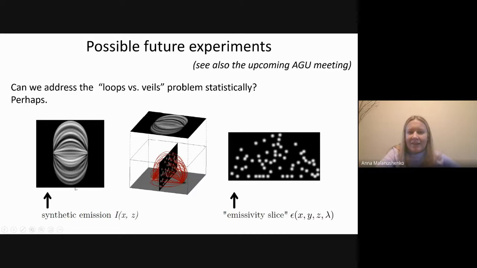My point is that the statistical properties of these features would depend on the volumetric emissivity properties. So again, the synthetic emission on the left, the image in the middle is similar to what I showed you in NEROM, but the line of sight now is looking top down at an active region, and the emissivity slice showing a bunch of scattered dots as a standard interpretation of coronal loops.